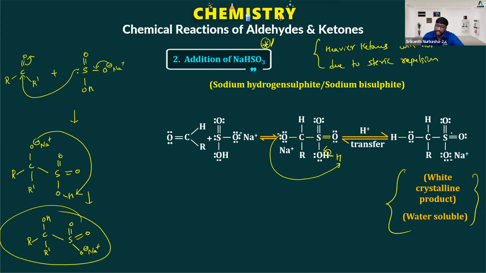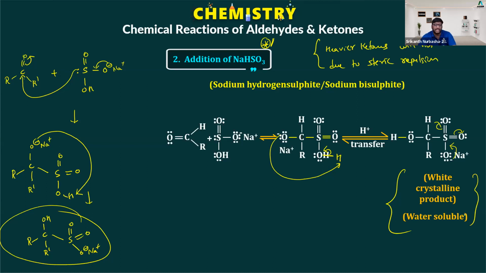The negatively charged oxygen connected to S double bond O is resonance stabilized or not? Equivalent resonating structures. Yes or no? Yes. The negative charge on oxygen connected to S double bond O is resonance stabilized, whereas the negatively charged oxygen connected to CHR is not resonance stabilized. So the negatively charged oxygen here is going to pick up the proton to develop S double bond O minus. That is the reason why proton transfer occurred, because of resonance stabilization, and this particular product is a white crystalline product which is water soluble in nature.